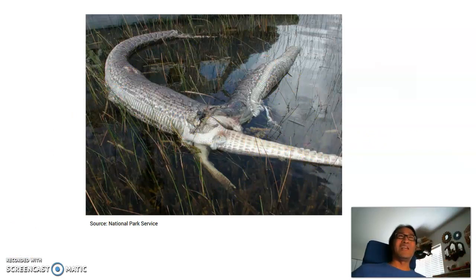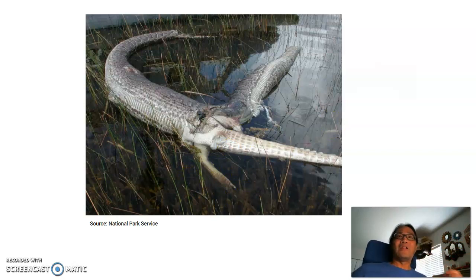Now, this picture was taken from the Everglades National Park sometime when I was still in grad school. I can't remember what year exactly, but basically what happened, an alligator and a python got in a fight. Both of them were hungry. The python managed to defeat the alligator and swallow it whole. However, if you look at the picture there, it still has its claws there.